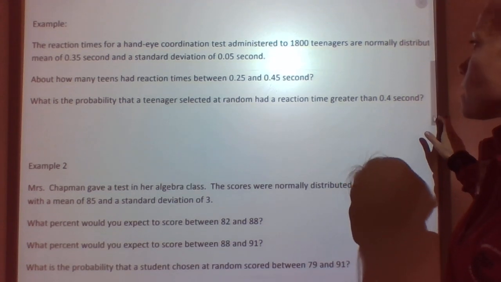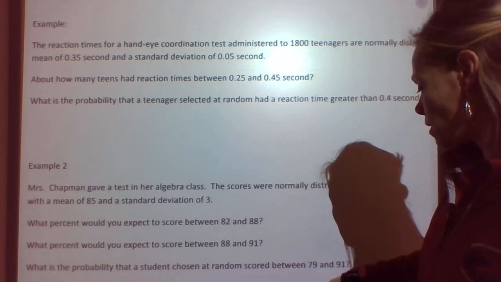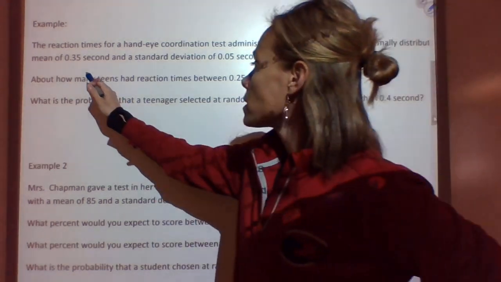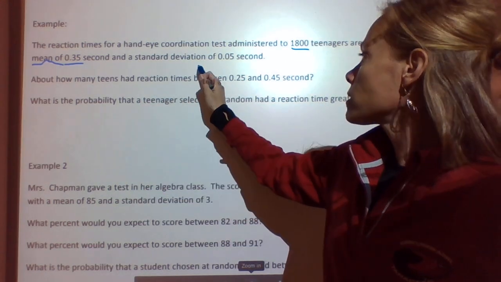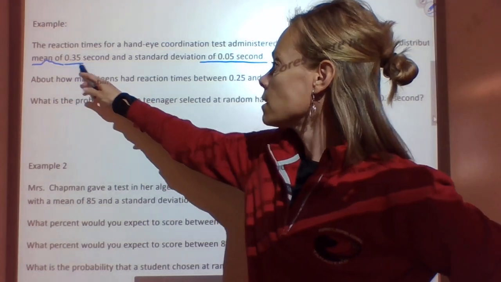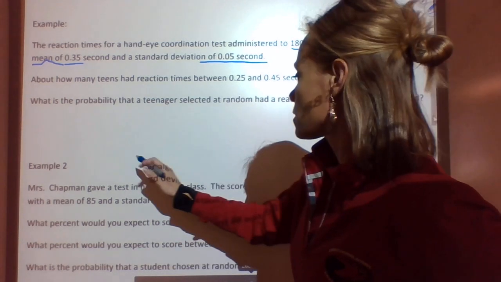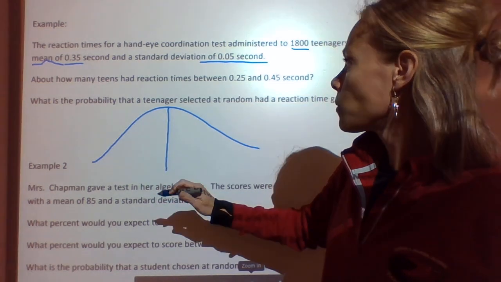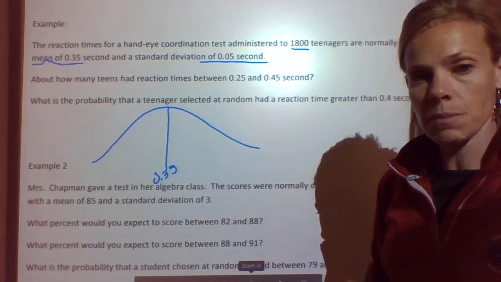Okay, so here's an example. Reaction times for a hand-eye coordination test administered to 1,800 teenagers are normally distributed with a mean of 0.35. That's important. I need to know what the mean is, and a standard deviation of 0.05 seconds. Once I know mean and standard deviation, I can set up my normal curve. So let's sketch a normal curve here. In the middle, I'm going to put 0.35. You always put the mean in the middle.